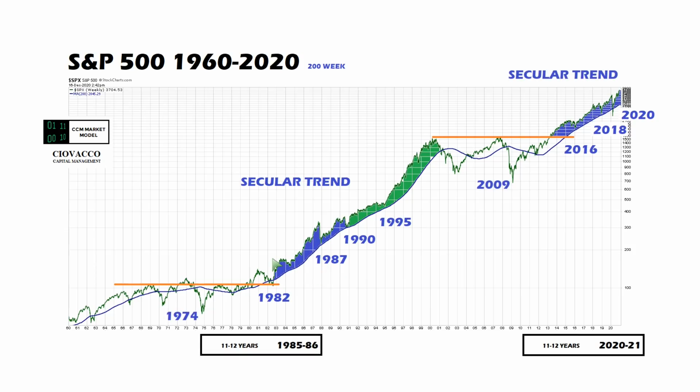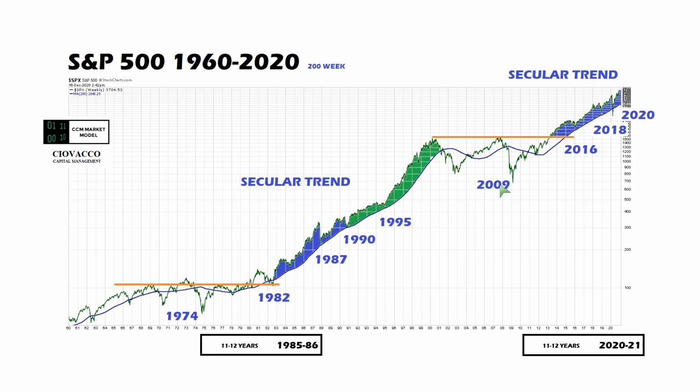Thus, we can make an argument that it's possible the present day looks something like this period in here, similar to this period in here. In both cases, a major low in 1974, 11 to 12 years later takes you to 1985 to 1986, right in this window here.